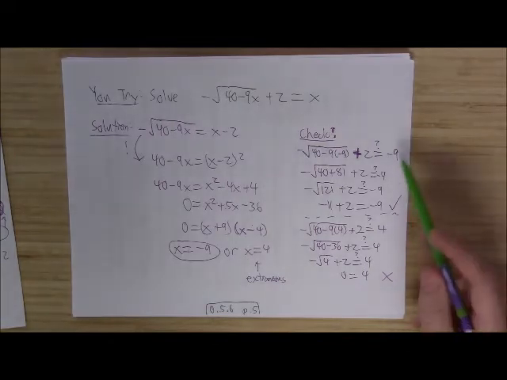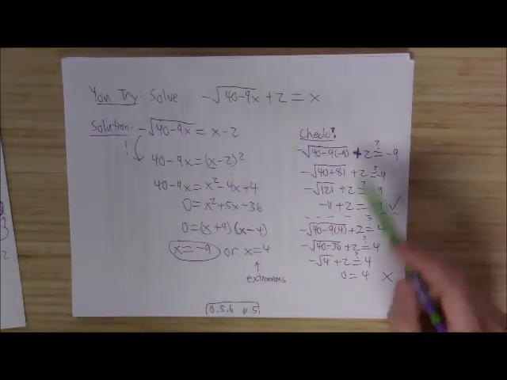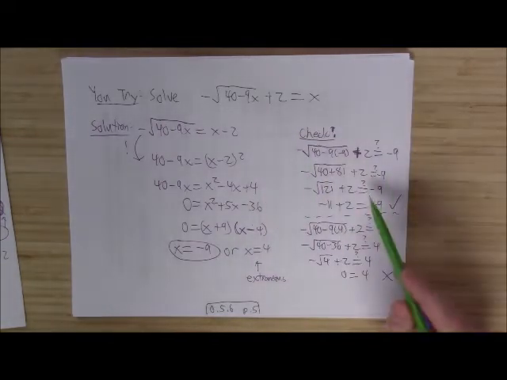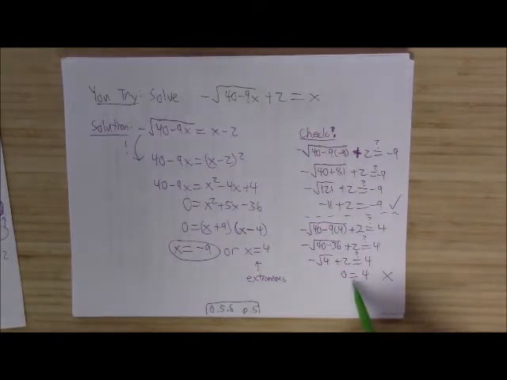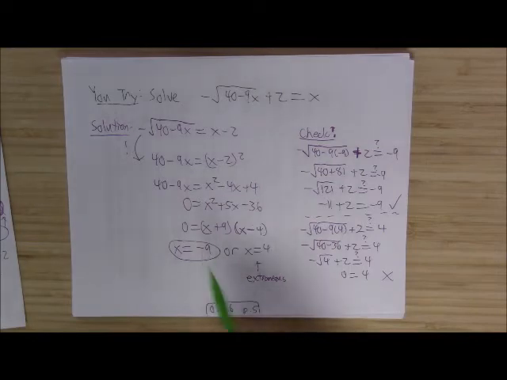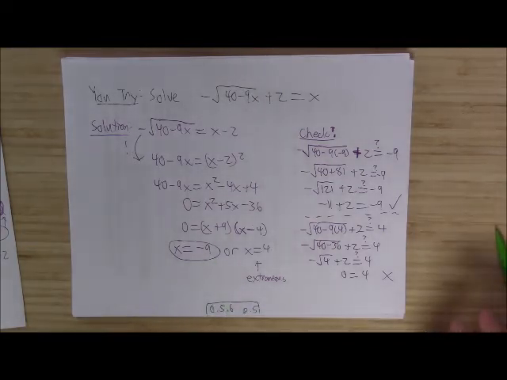We go through and check. We find that x equals -9 actually satisfies the original equation, but plugging in 4, we end up with 0 equals 4, which does not. So x equals 4 is an extraneous solution, which means x equals -9 is the only solution we have.